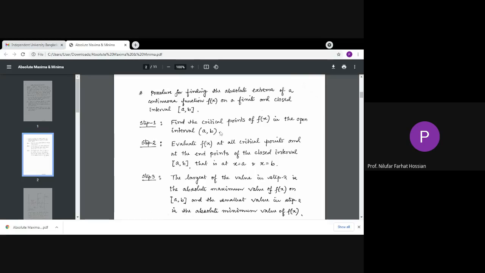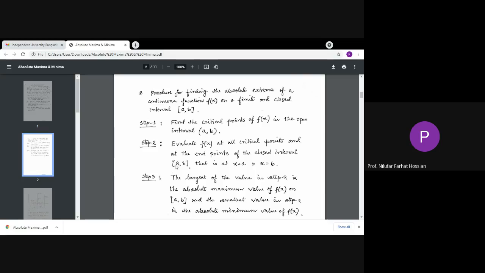So the critical point must be greater than a and less than b, because you have to consider the critical point in this open interval. Then you evaluate the function at the critical points and at the endpoints a and b. Evaluate f(x) at all critical points and at the endpoints of the closed interval. Your interval is given as a closed interval, but when you find the critical points, you cannot consider the endpoints a and b. But when you find the value of the function, you have to find it at all critical points and at the endpoints of this closed interval.